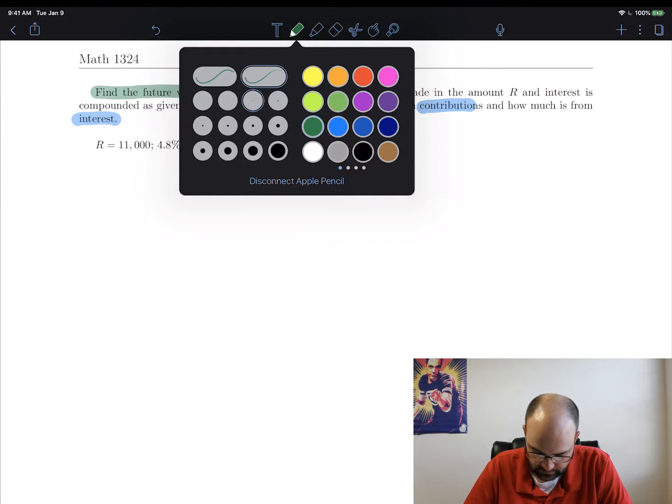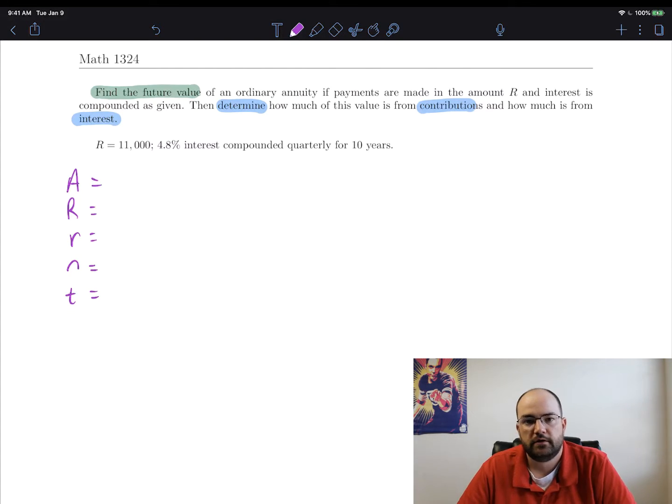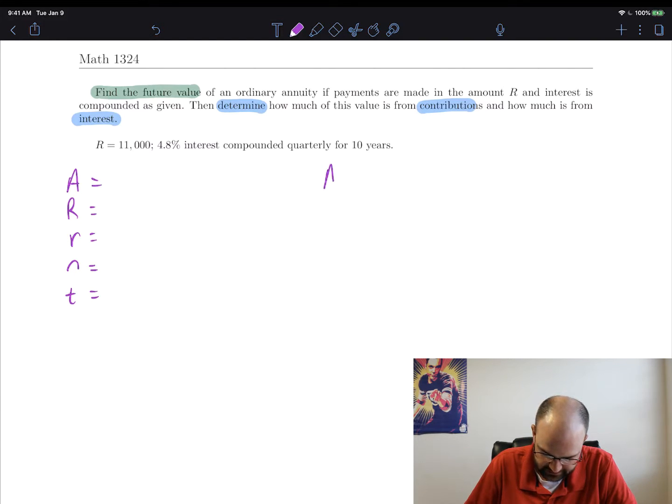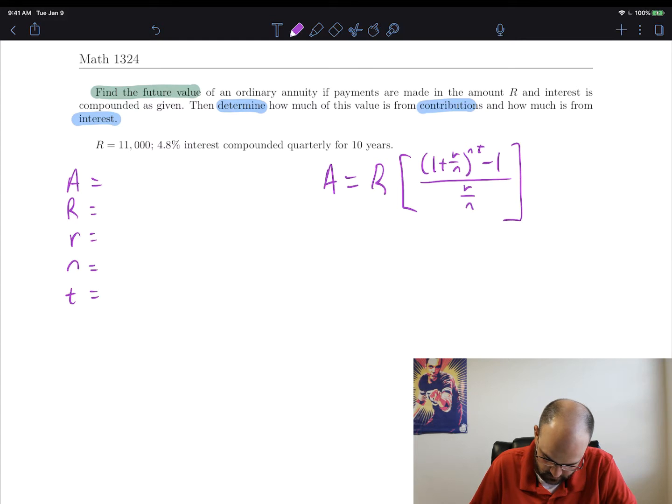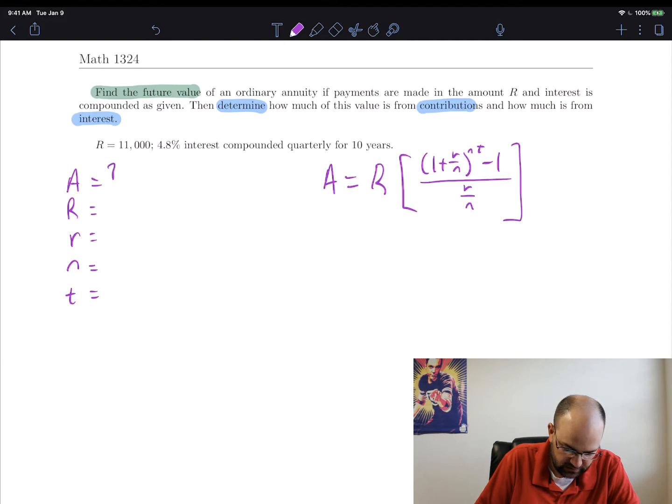Okay, so to do this, we have 5 variables, and our formula is the following. Again, I'm just doing this for those of you who want to use the formula. Now then, capital A will be the future value. That's what we don't know.